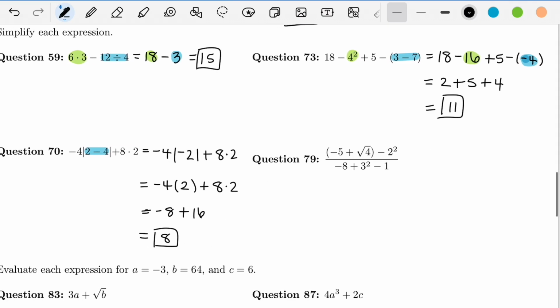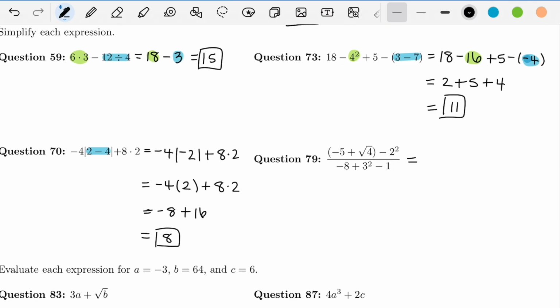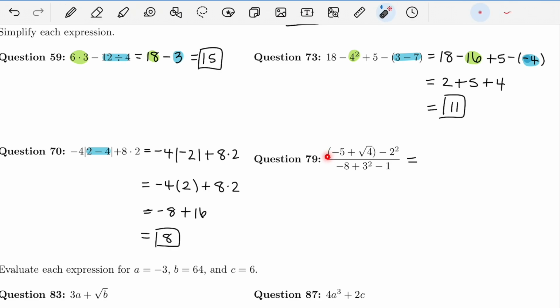All right. Now for question 79 here, this is a little more complicated. We do have exponential expressions, or exponential terms. We do have our grouping here, our parentheses here, and then we also have this division bar. Now we can also think of this division bar as a grouping symbol, meaning what we're going to do first is everything in the numerator, the top of this bar, then everything in the denominator separately. So we're going to do PEMDAS on everything up here.